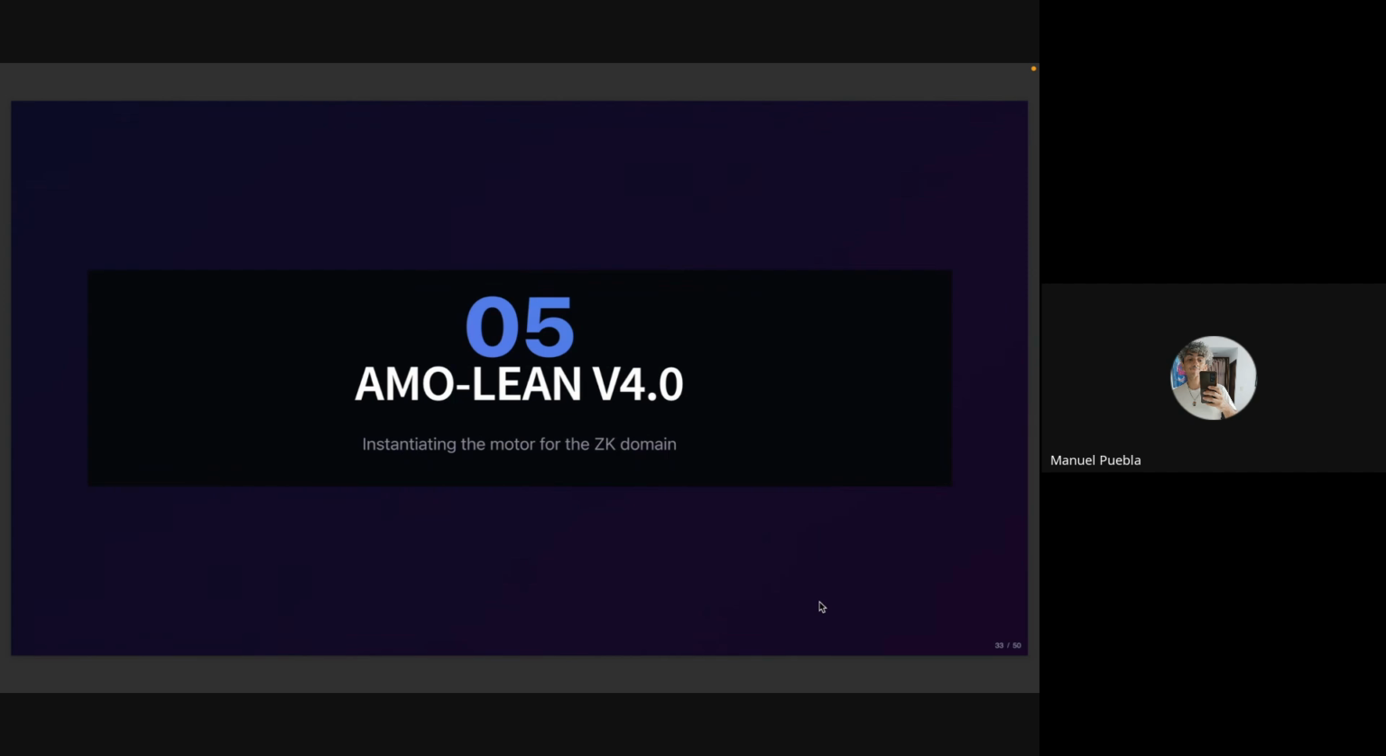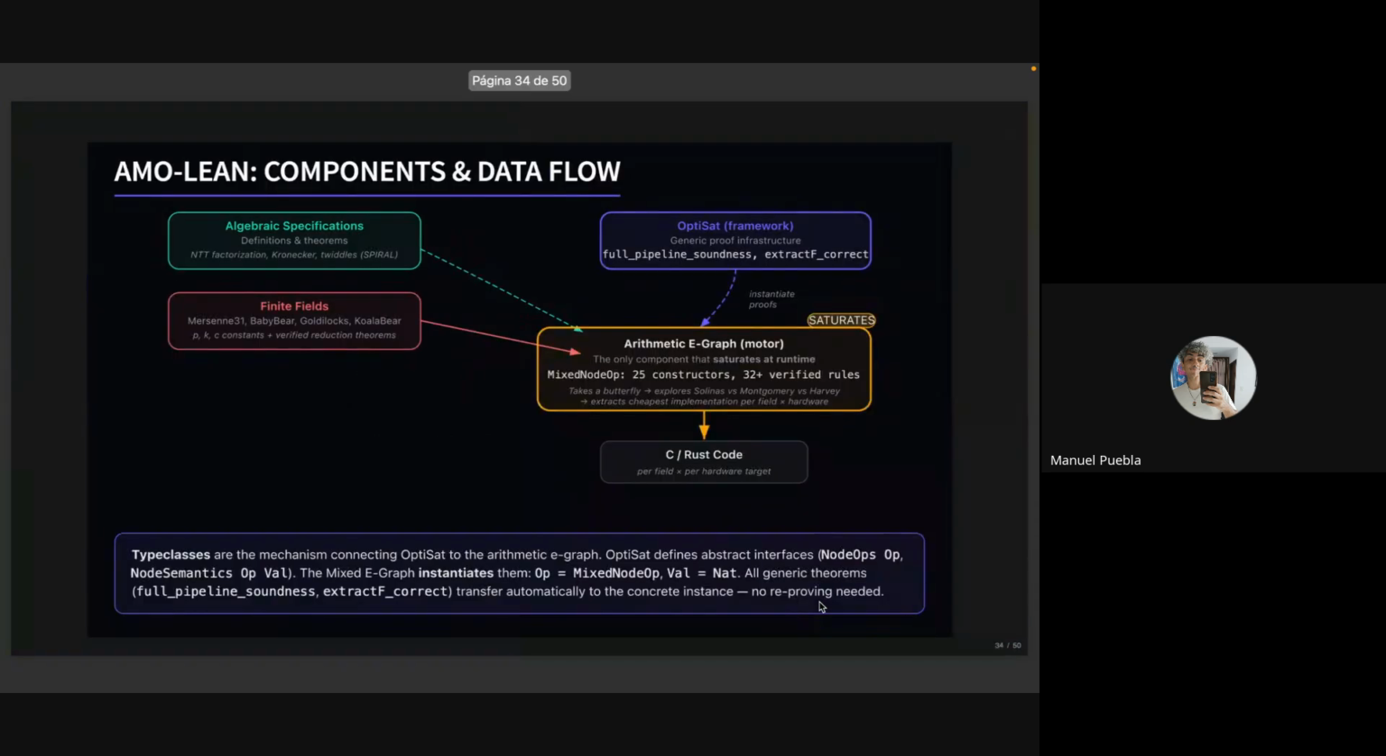Once we described the challenges and what the objects are, let's talk about AMO-Lean, which is what we've been working on these past few months. So what are the components of AMO-Lean, of this optimizer for arithmetic expressions? We have an abstract e-graph that provides the framework and the proofs. That's called OptiSet. It's generic. We're going to instantiate this motor in very different environments.